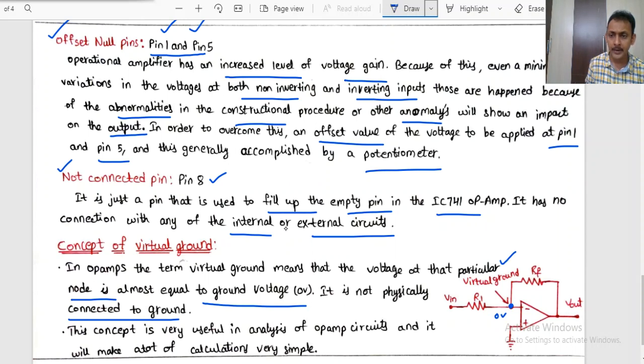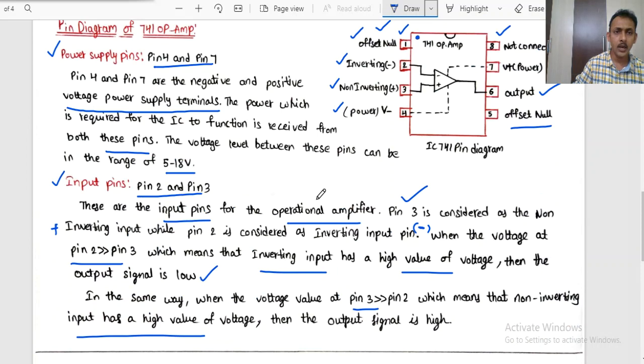It is usually maintained at 0 volts potential, so that the voltage difference Vd between the inverting and non-inverting terminals will be equal to 0 volts. This is called virtual ground. This concept is very useful in the analysis of op-amp circuits, and it also makes a lot of calculations very simple. So this is all about the pin diagram and block diagram of the operational amplifier.